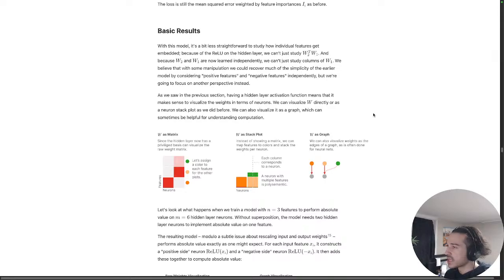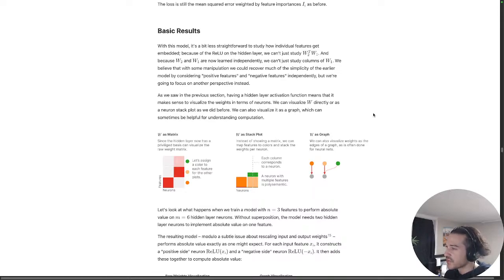Because of the ReLU on the hidden layer, we can't just study weight 2 transpose weight 1. And because weight 2 and weight 1 are now learned independently, we can't just study columns of weight 1. We believe that with some manipulation, we could recover much of the simplicity of the earlier model by considering positive features and negative features independently, but we're going to focus on another perspective instead.